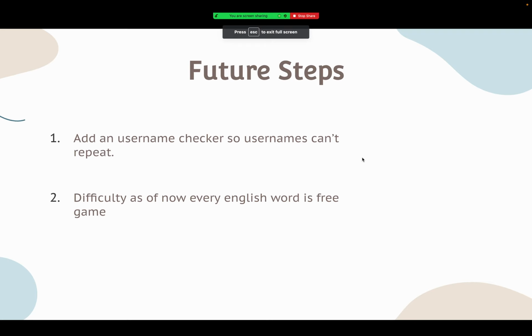So that's basically stuff that we are aware that we lack. So basically adding username checkers, because usernames can repeat. As of now, if you enter the same name and do a new entry, both names are going to be on the leaderboard. So that's something we can add and improve.